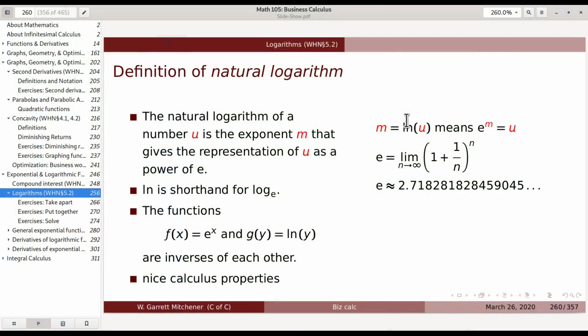And just to remind you, the functions f of x equals e to the x and g of x equals ln of x are inverse functions of each other. And for reasons that I can't really get into in this course, the derivatives of exponential functions and logarithms when the base is e are particularly simple. So even though the number e is sort of counterintuitive, why in the world would you use this crazy number? When it comes to calculus, it's clearly the right choice.